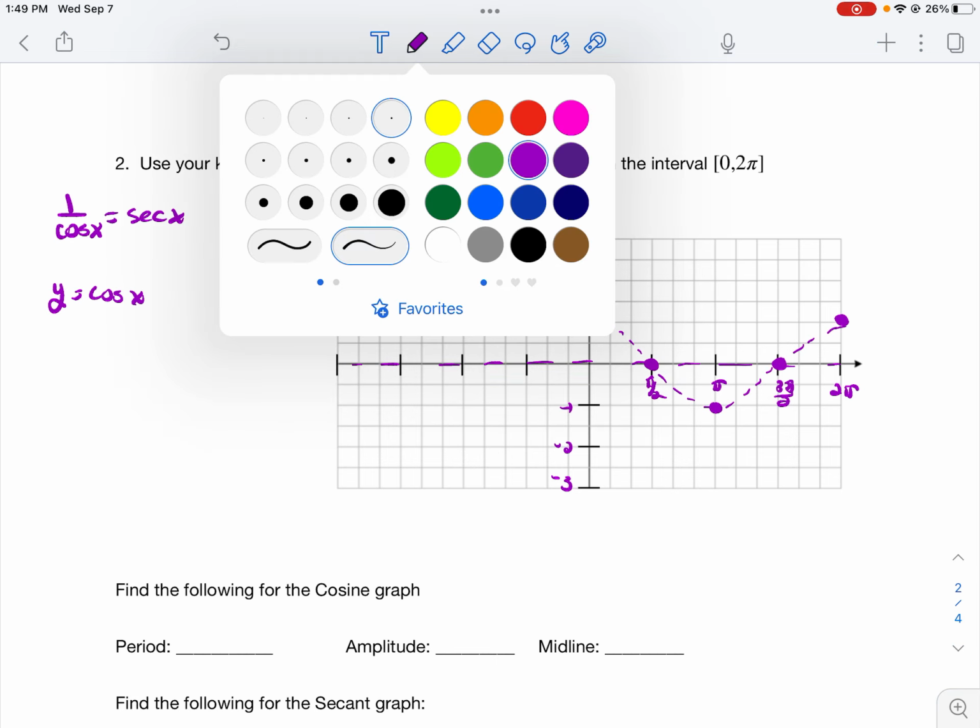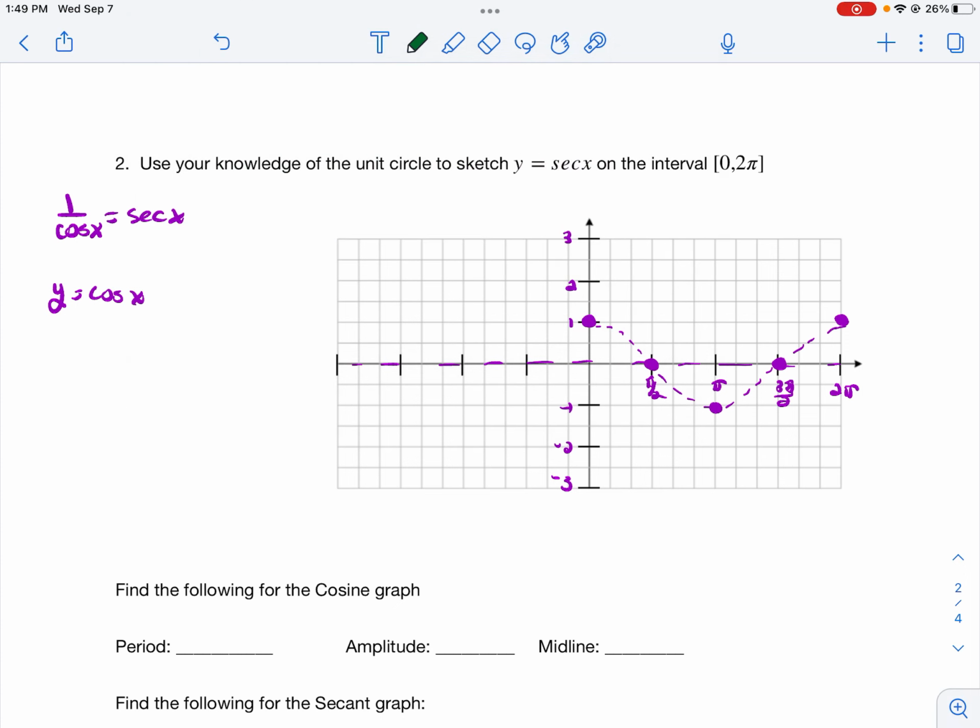Now, in green, I'm going to do my secant graph. Everywhere I'm on the midline becomes an asymptote because that becomes 1 over 0, which is undefined. And every point that's not on the midline, we flip up, we reflect it. And this right here represents one full period of the secant graph. So the secant graph also has a period of 2 pi.